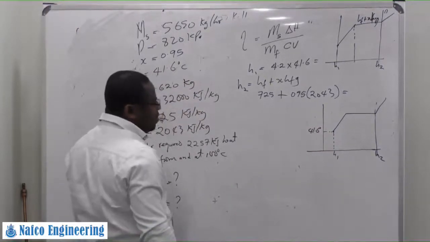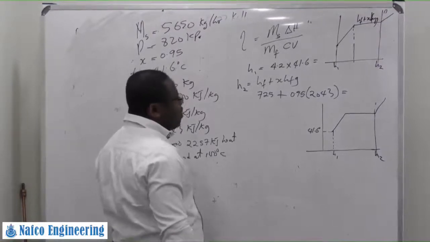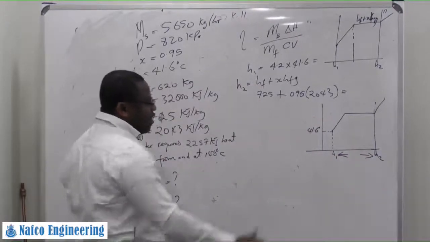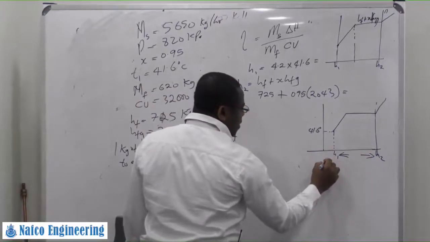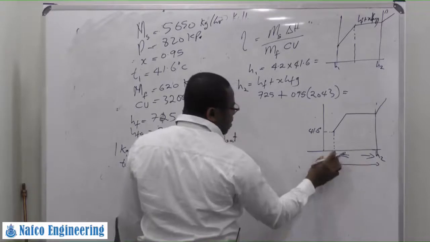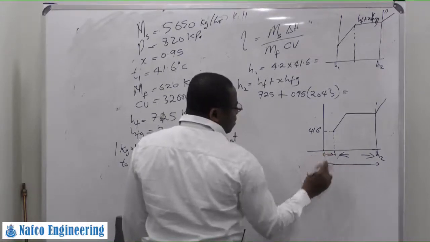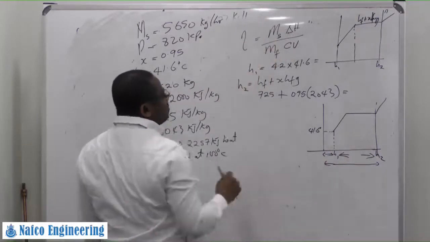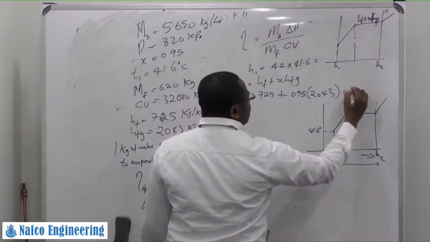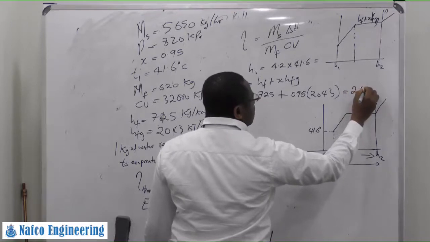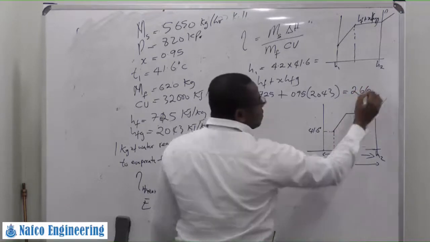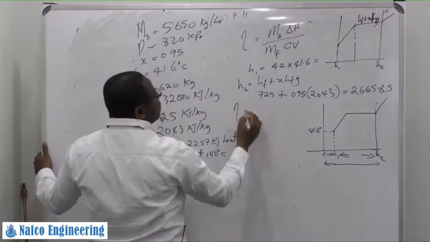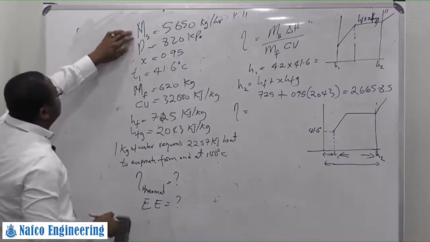Okay, so now we need to know our delta H. You need to know what is from here to here, because our H2 is everything from here up to this point, and our H1 is this one. So for us to get this, we need to get that delta H. What's the value of this? 2665.85. Okay, like that.